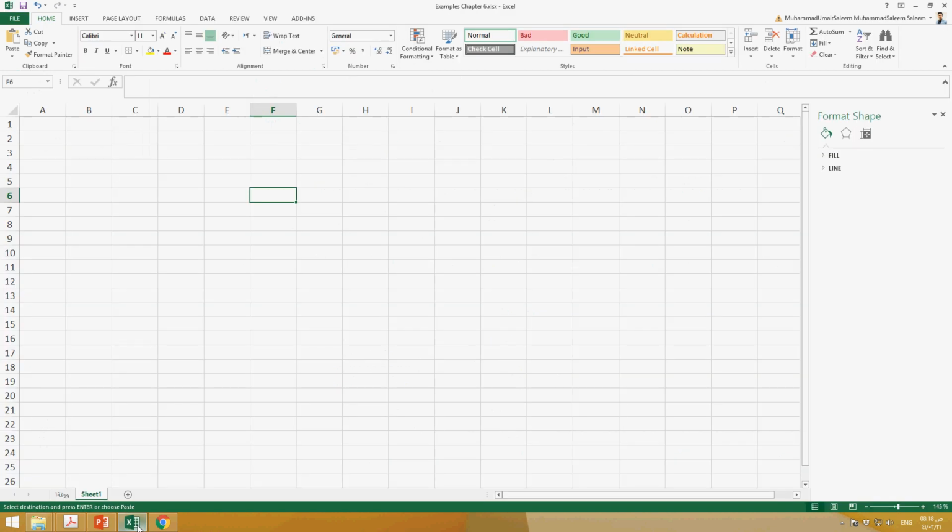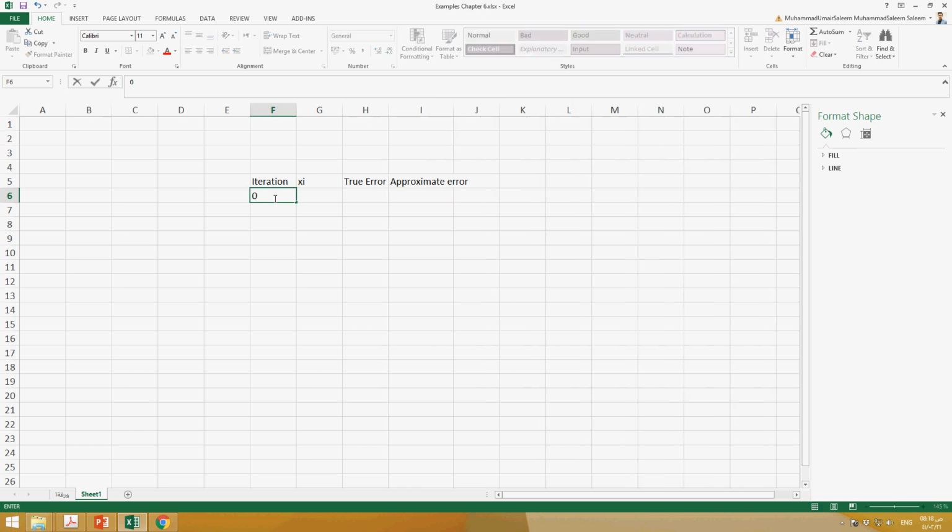Okay, so let's go, and we have the same expression here. Let's say this is the trial, or iteration, you can also call it iteration, and then this is x i, and we can have true error and then approximate error. Let's say the first iteration, we have the initial value of x, that is 0. The true error we can find later, or we can write this expression right now. Let's keep it for later, and for the next iteration we can get this value plus 1.